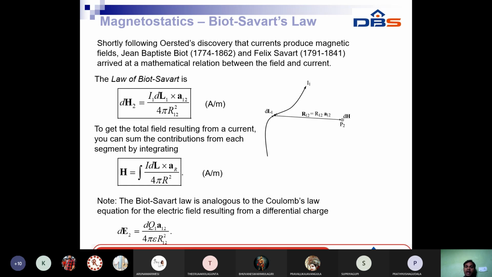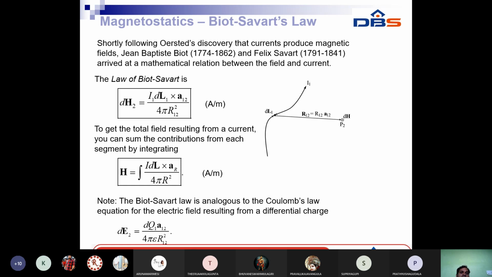Now I want to frame a statement. dH is directly proportional to the length of the current carrying line and the current, so dH is directly proportional to I1 dL1. That is equation 1. And dH is inversely proportional to the square of the distance between the current carrying element and the field point, so dH is proportional to 1 by R squared. Make it equation 2. From equations 1 and 2, we conclude the final equation dH2 equals I1 dL1 into A12 divided by 4 pi R12 squared.